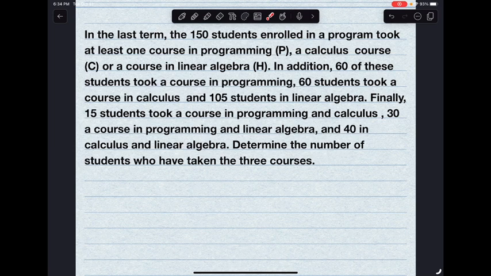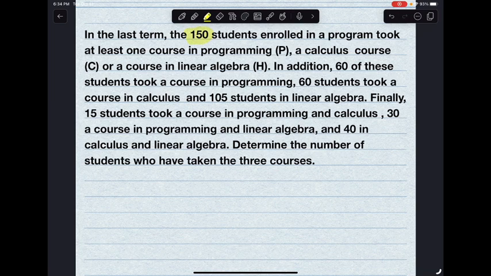So for this question, we are going to use a formula, which is the relation between the probability of union of some sets and intersection of sets. How can we solve this one? Let's read the question again, highlight the numbers and the main part of the question. Here it says 150 students enrolled in a program, and they must take at least one of these courses. So it means 150 students is the total number of students.